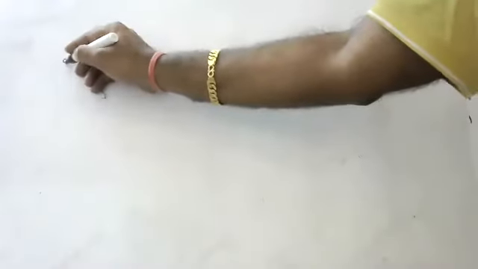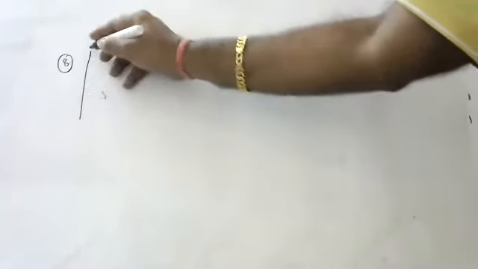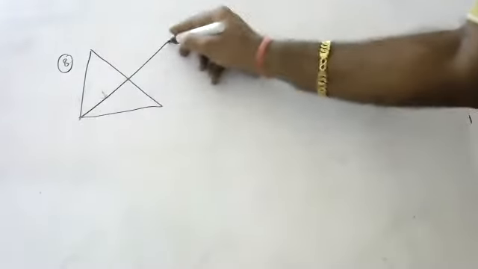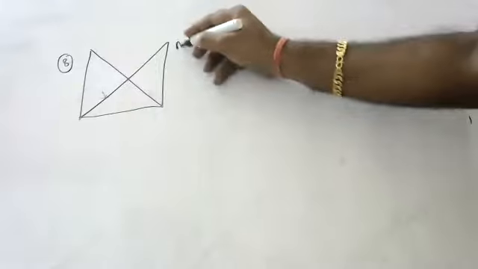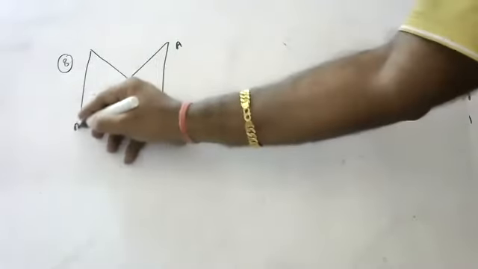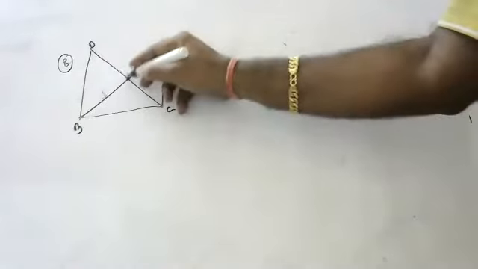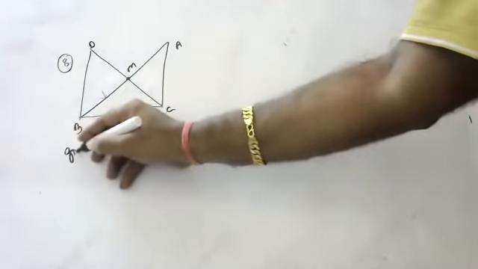Last question, children. Among all the questions, the last question is important, children. Very, very important. Last question, the eighth question. So, children, the eighth question they give like this. See here. This is A, C, B, D, and M. What is given, children?